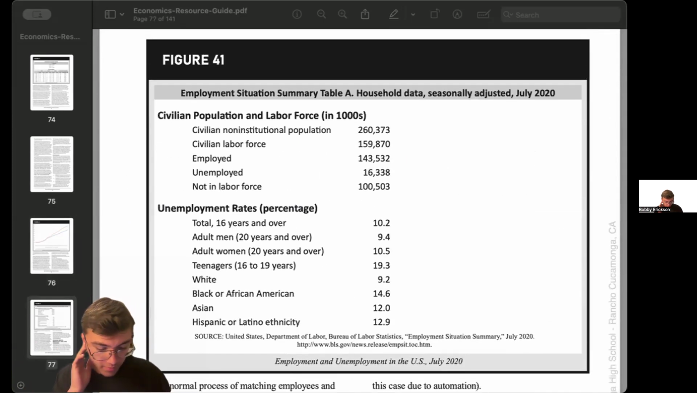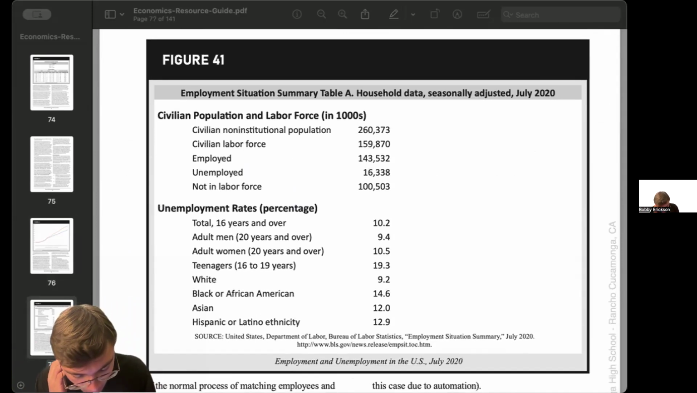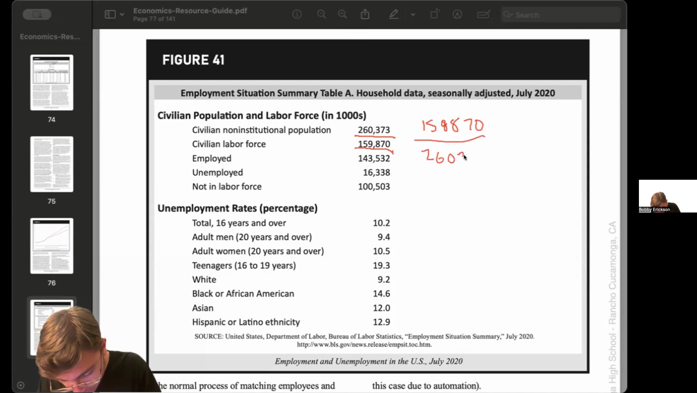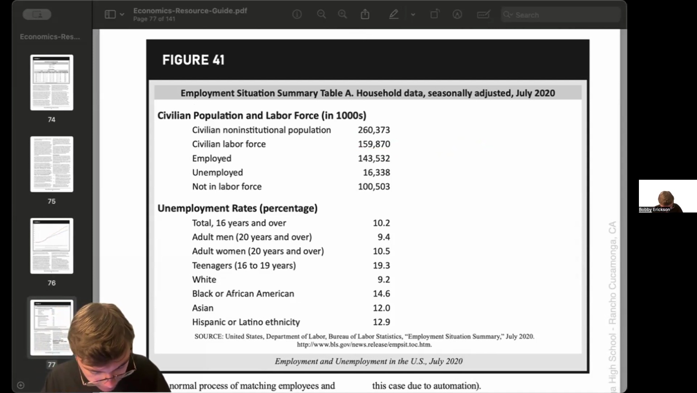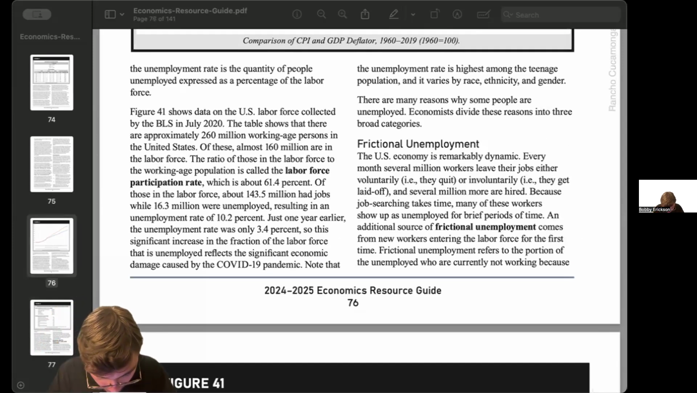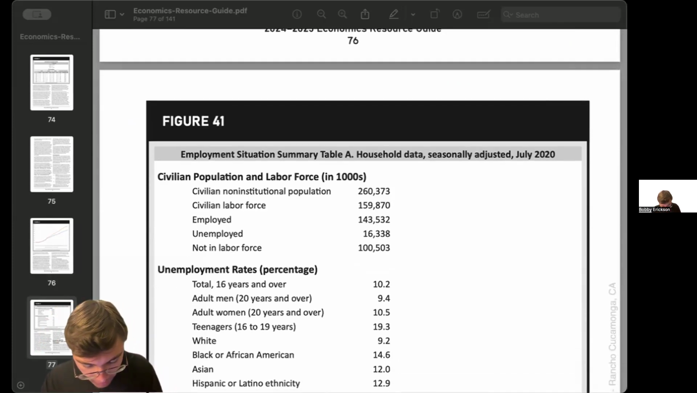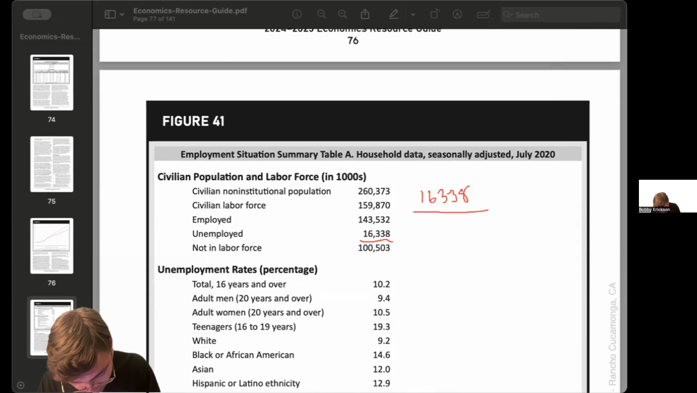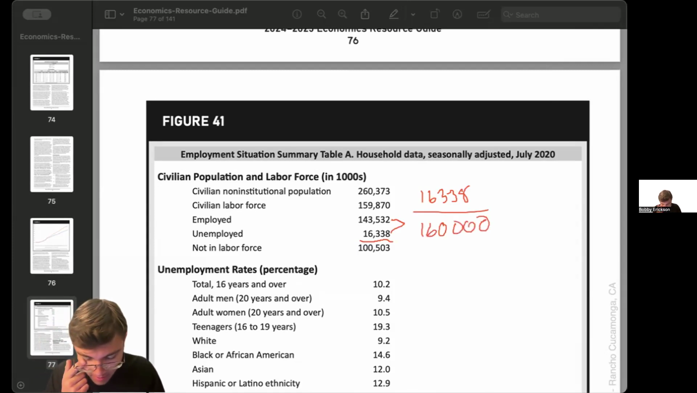And so, before we move on, we should probably look at this chart. We can see the non-institutional population, so this is all the people who are not in jail, and then the civilian labor force. The labor force participation rate is 159,870 divided by 263,703, as we can see, as said right above here. And so that is our labor force participation rate, whereas the 16,338 here out of the sum of these two is going to be just around 160,000 if I'm just estimating. So here we had a 10% rate in 2020.